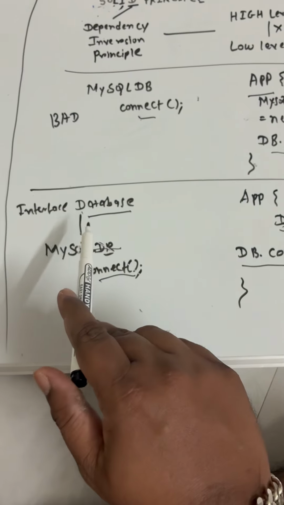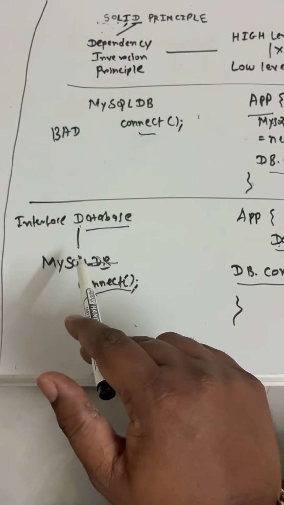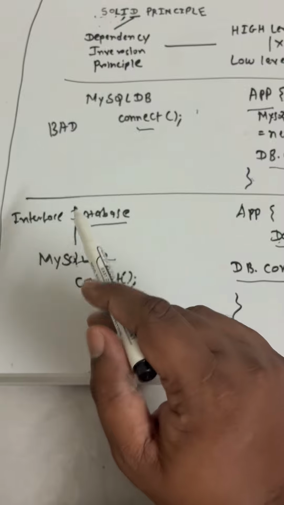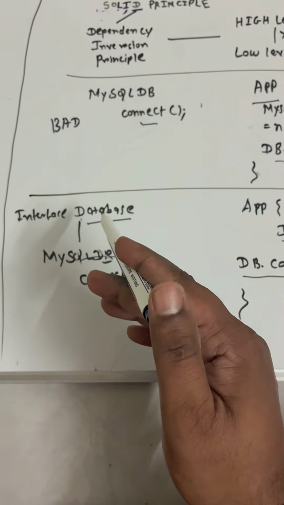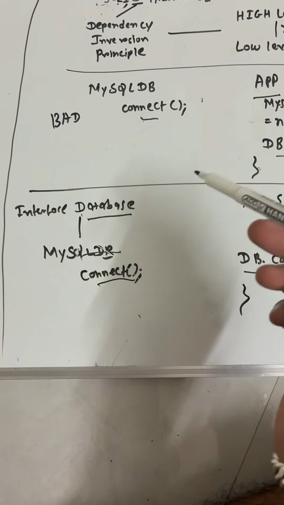So now let's apply DIP on top of this and simplify this problem. For this, we can define an interface named Database, and MySQLDB will implement that Database interface, and it needs to override the connect method which is defined in this interface. Similarly, tomorrow when a new database comes in, it is supposed to implement this Database interface, and it will have its own implementation for the connect method, like PostgreSQLDB.